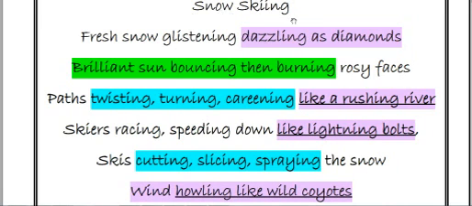So our topic is snow skiing. And if you notice, this is not an acrostic, but we have several things that come into this. So, fresh snow glistening, dazzling as diamonds, brilliant sun bouncing then burning rosy faces, paths turning, twisting, careening like a rushing river, skiers racing, speeding down like lightning bolts, skis cutting, slicing, spraying the snow, wind howling like wild coyotes.